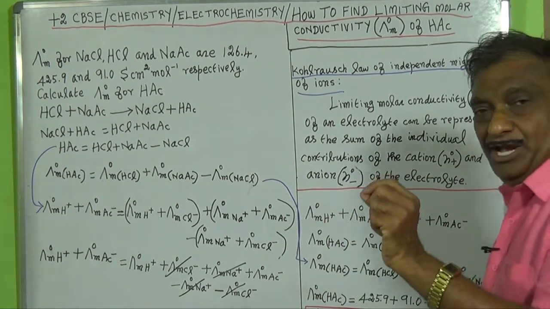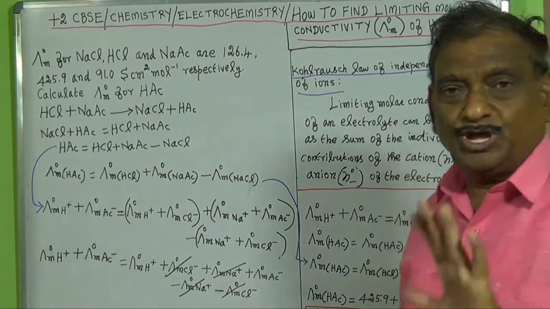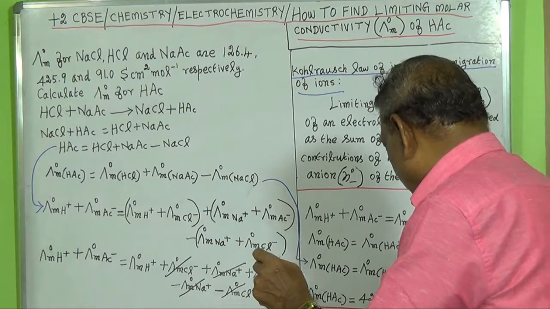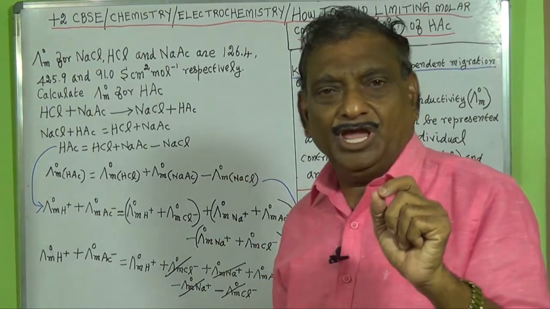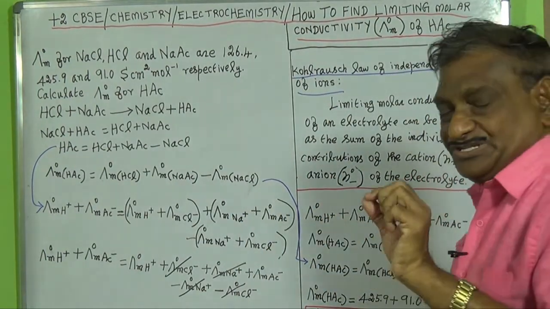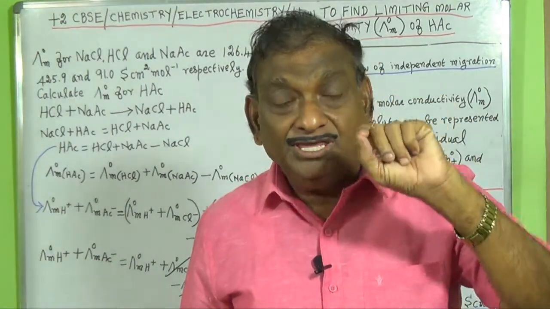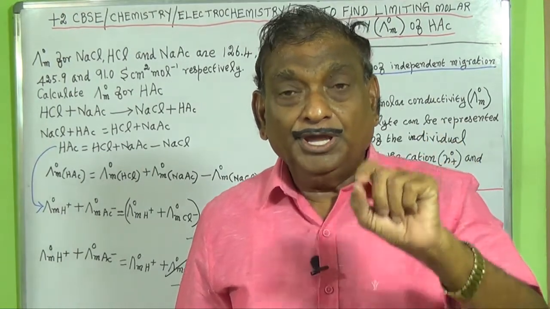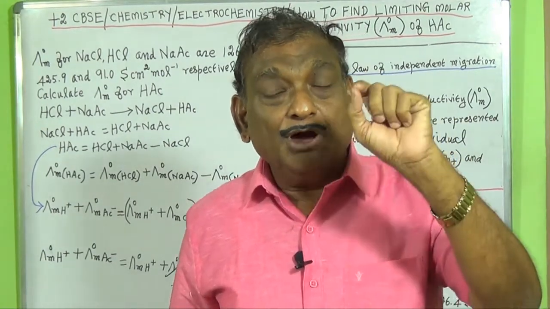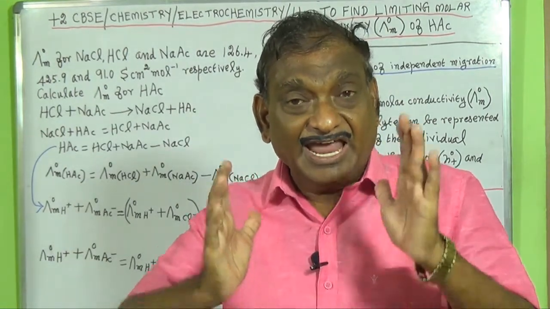If we substitute all the given data, we will get the limiting molar conductivity of hydrogen acetate equal to 425.9 plus 91 minus 126.4 Siemens centimeter square per mole. If we add these terms, we will get the limiting molar conductivity of hydrogen acetate as 390.5 Siemens centimeter square per mole. In this manner, by applying the Kohlrausch law of independent migration of ions, we can find the limiting molar conductivity of weak electrolyte such as hydrogen acetate.